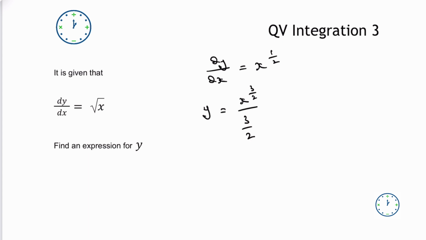Now that's not particularly easy to work with, but you've got to imagine that it's x divided by 3 over 2, which is exactly the same as saying x multiplied by 2 over 3. So I could put myself in a much easier position by writing y equals 2x divided by 3, and don't forget that it's x to the power of 3 over 2, and that is the answer to this particular question.